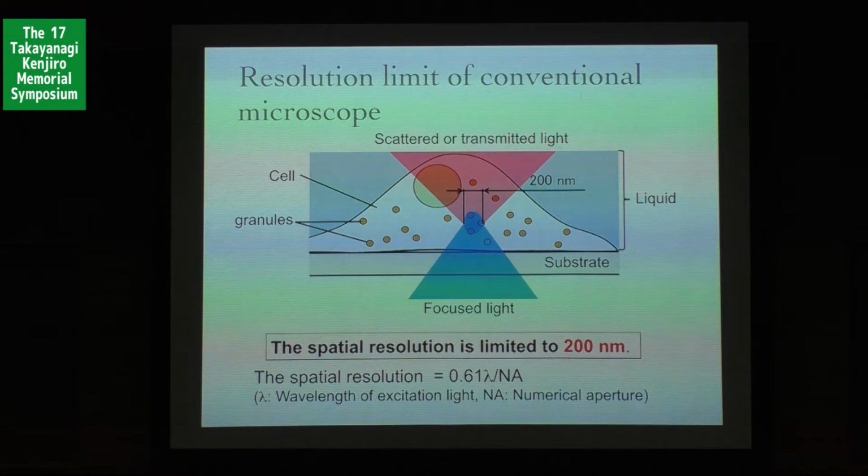We cannot distinguish where the signal comes from. We cannot distinguish these three objects. The spatial resolution depends on the spot size of the focused light. The spatial resolution is given by this equation and is limited to 200 nanometers by the diffraction limit of the light.